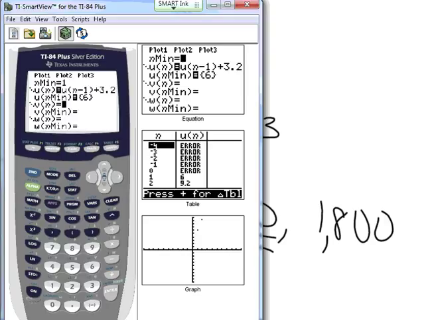Okay. You may think, where in the heck did you get all that stuff? It's because I changed my calculator's mode. Everybody go into mode.